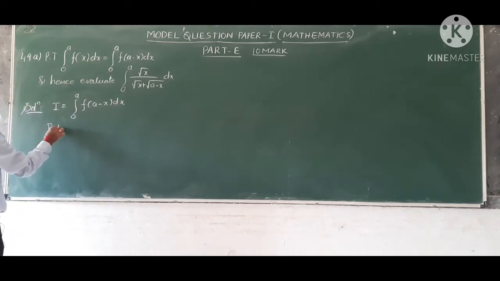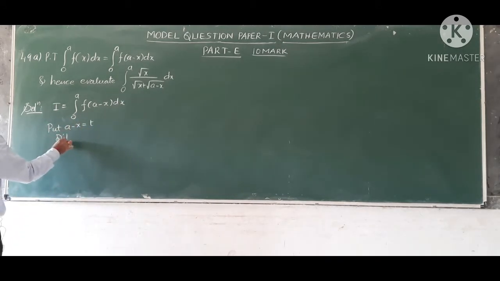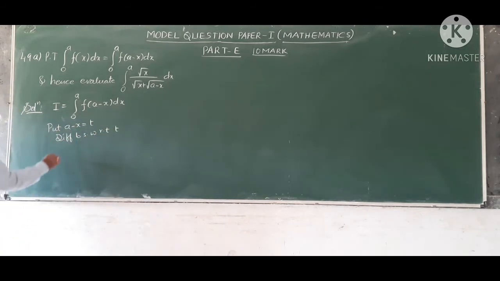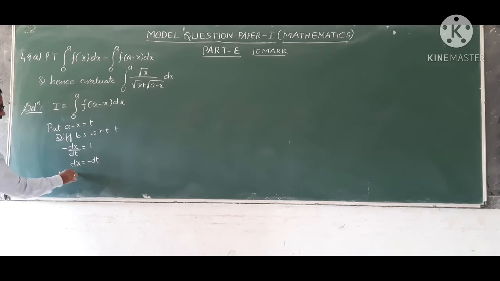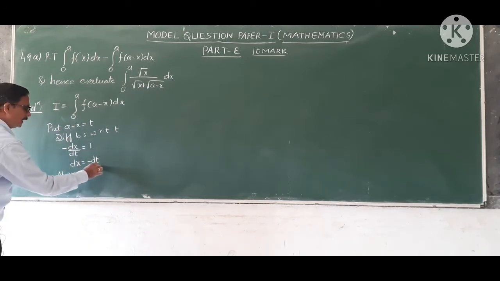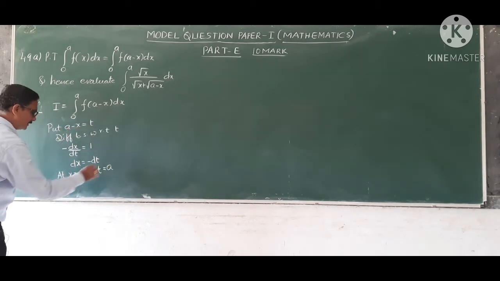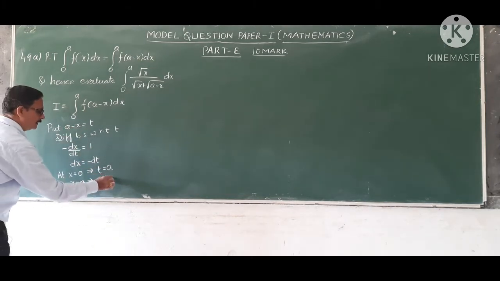Now here by substituting, take a minus x is equal to t, then differentiate both sides with respect to t. Derivative of a constant 0 minus derivative of x with respect to t: dx by dt is equal to derivative of t with respect to the same variable t, which is 1. Cross multiply, dx is equal to minus dt. Now corresponding limits: at x equal to lower limit 0, put x equal to 0 here, a minus 0 is a, so t value is a. At x equal to upper limit a, t value is a minus a, which is 0.